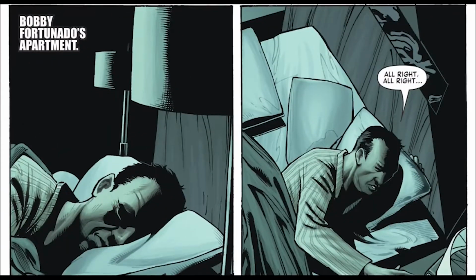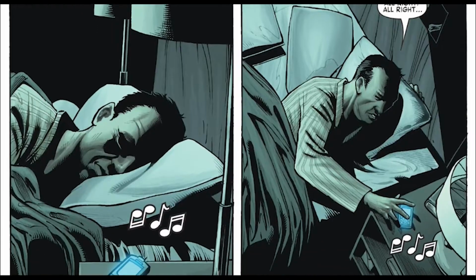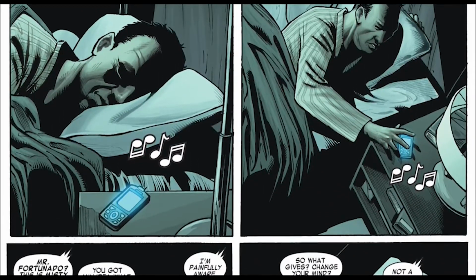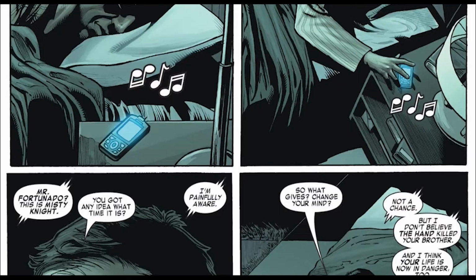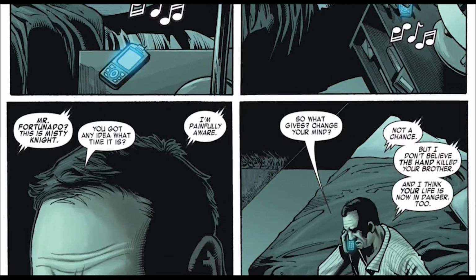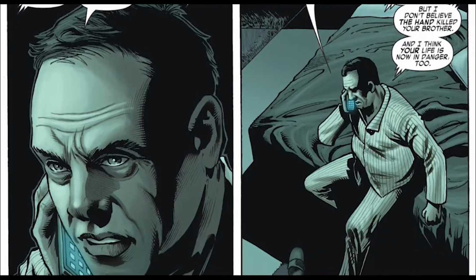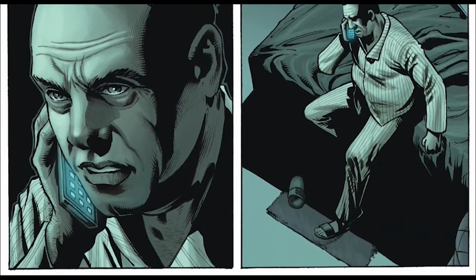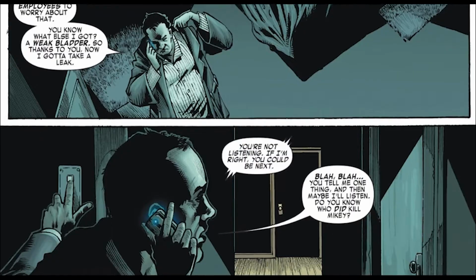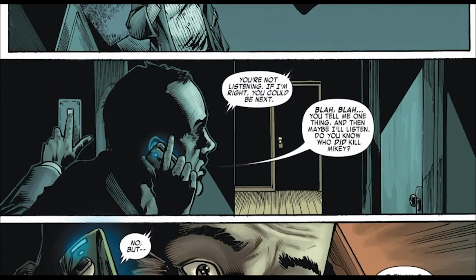Now, once the Hand has left Misty Knight, that is when she calls up Bobby to tell him that he could be in danger. Except that is when Bobby tells Misty Knight that he does not believe his life is in that high level of danger. Except when he walks outside his bedroom, he sees that someone has killed all of his men.